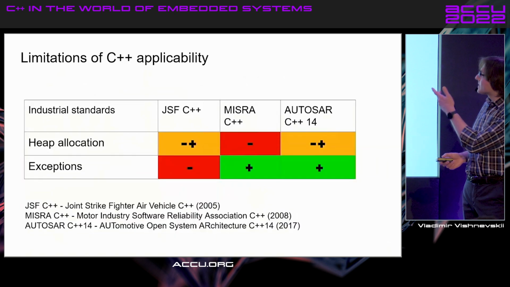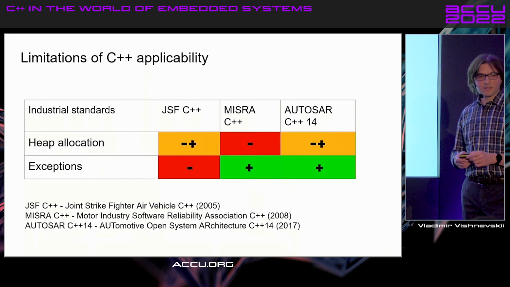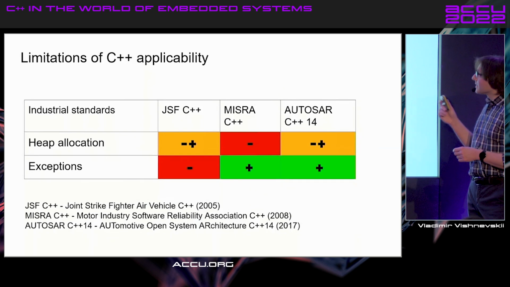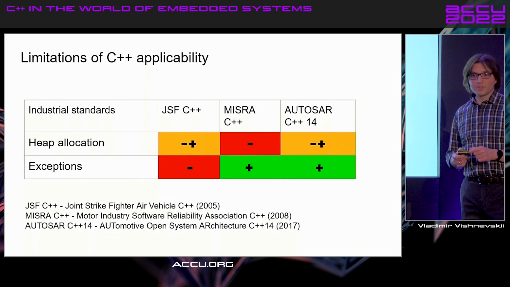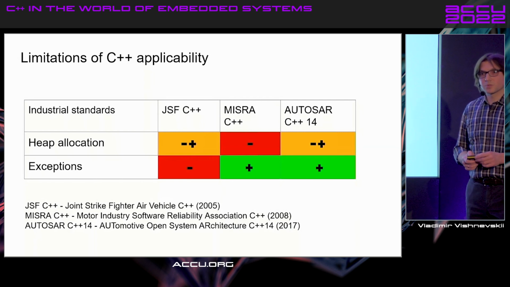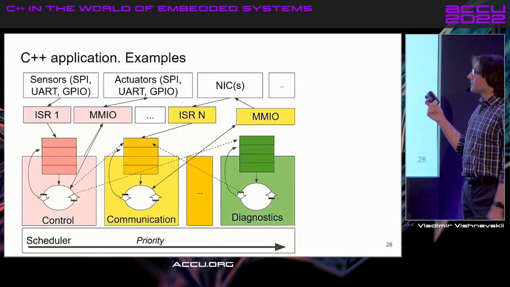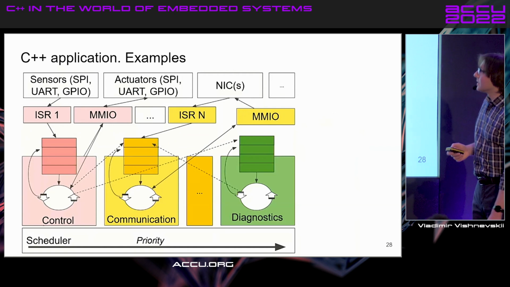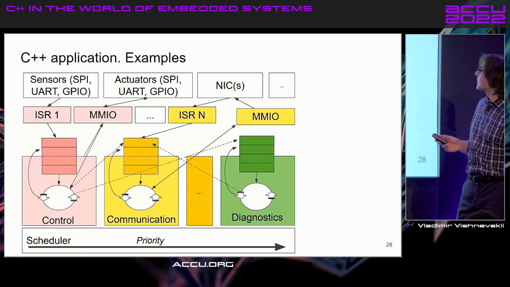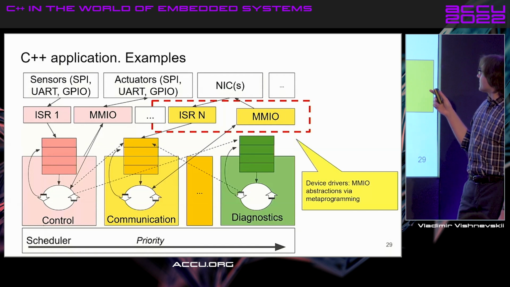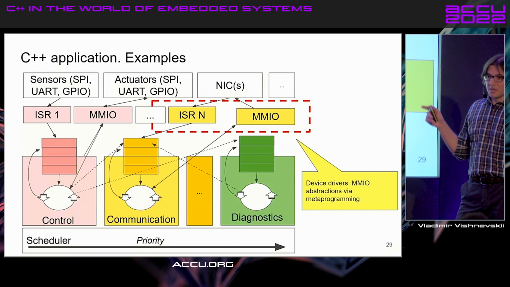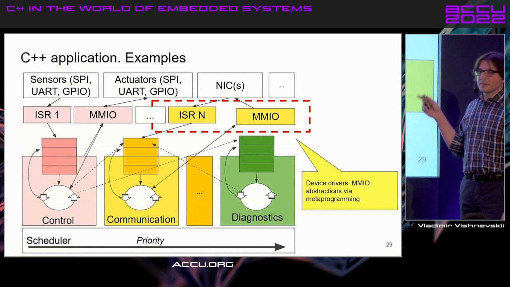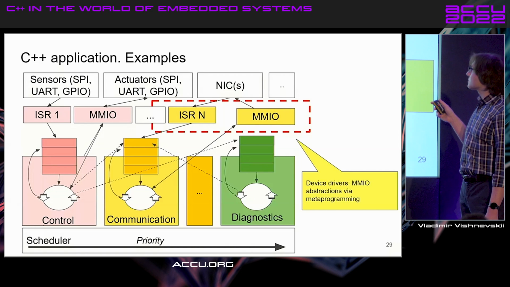So we discussed the C++ applicability in general. So what are the limitations? Now I would like to go a bit to some examples of the applicability, to look at the parts where C++ I think can be very beneficial. One of the examples is the development of device drivers. This is not a new topic, but I think it's quite worth mentioning here as well.